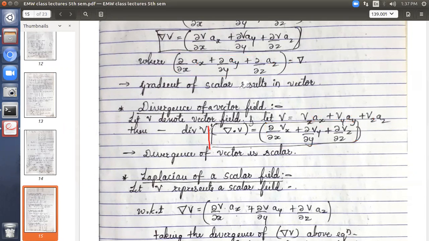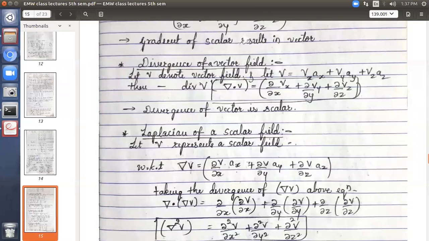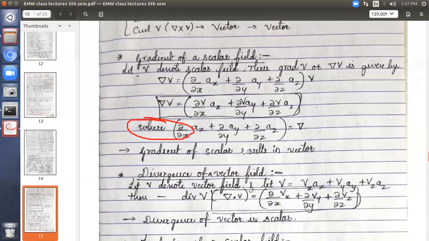This box, whatever I have written, this is your divergence. So divergence of a vector is a scalar. Then this is one new term to you, Laplacian. In the chart, we have seen gradient, divergence and curl, right?